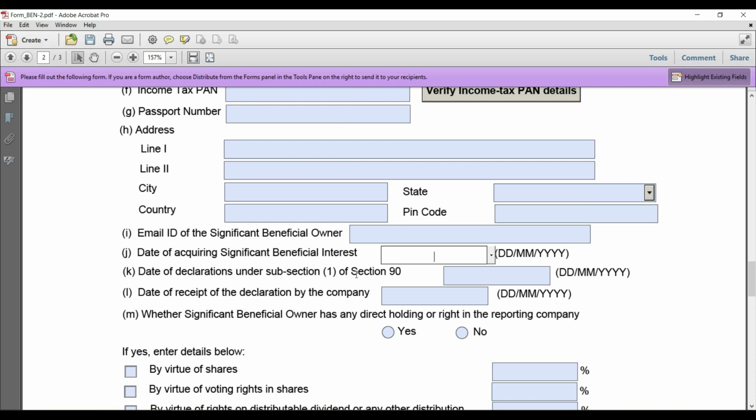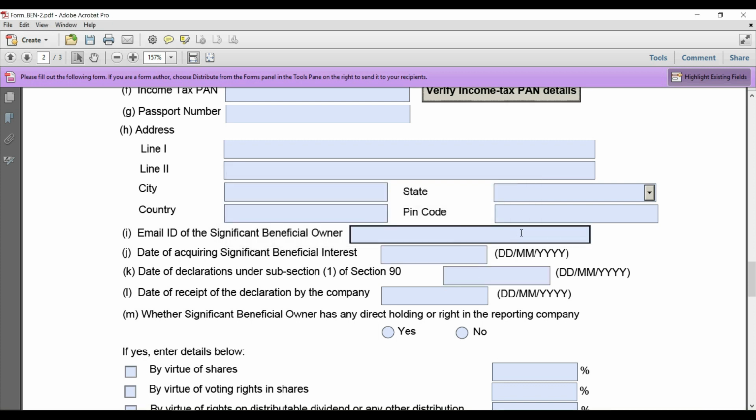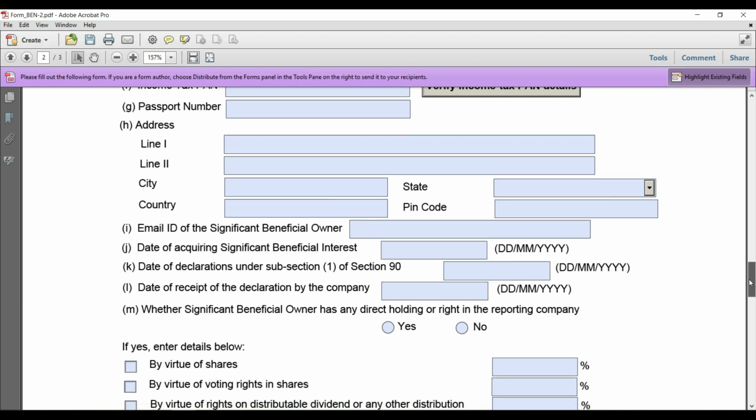Date of the declaration under subsection 1 of section 90. SBO, sorry, when the Ben-1 form declaration came, we have to mention the date here. Okay, actually I have not mentioned any details, so it is showing the error.